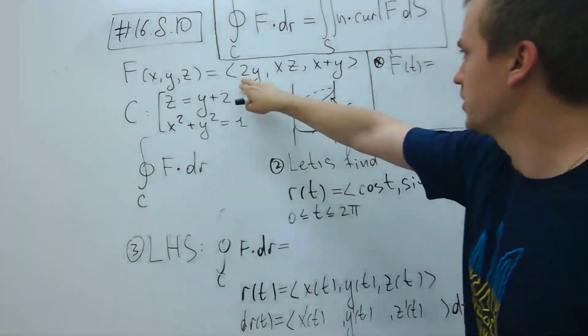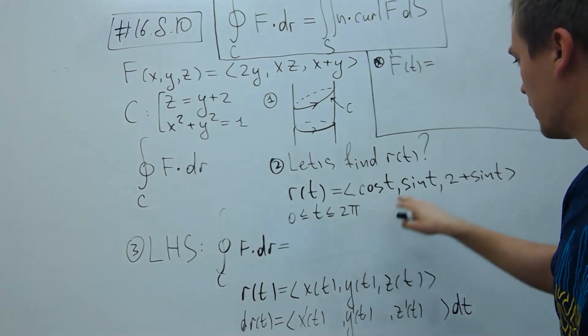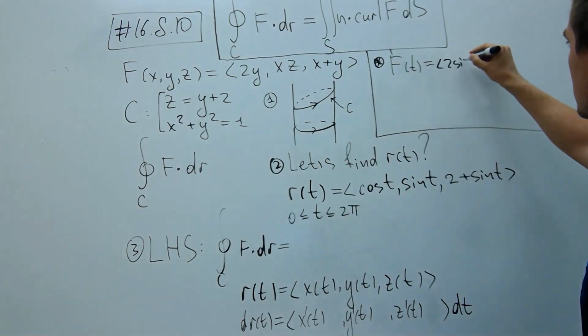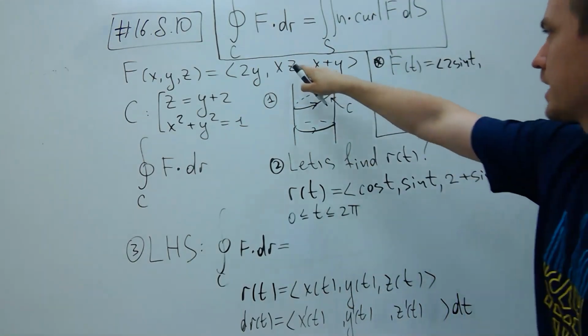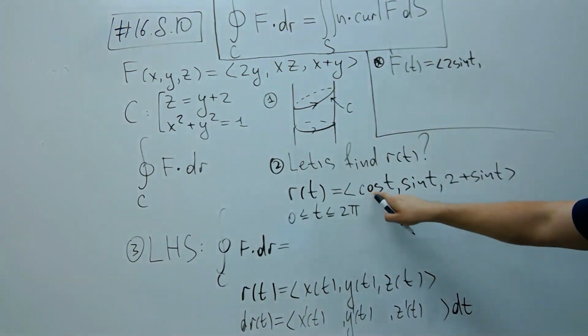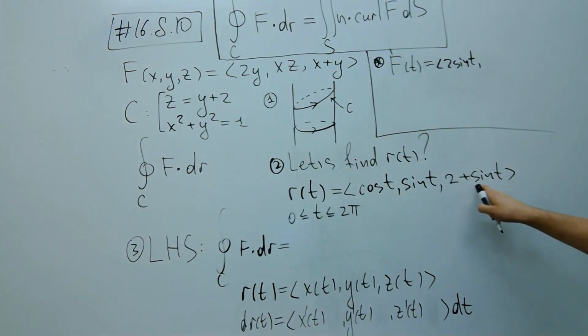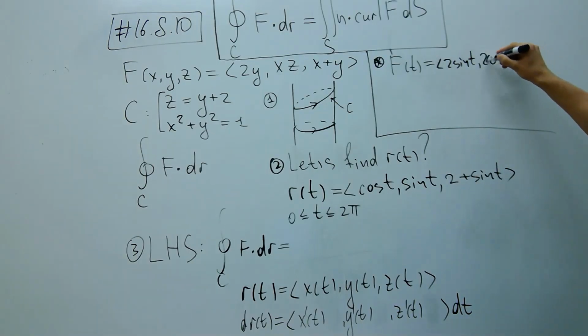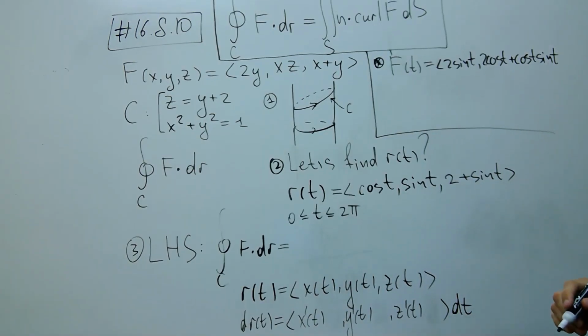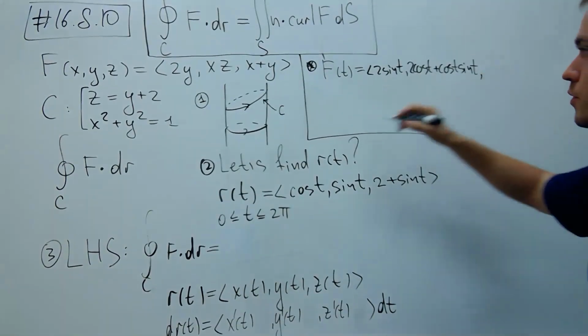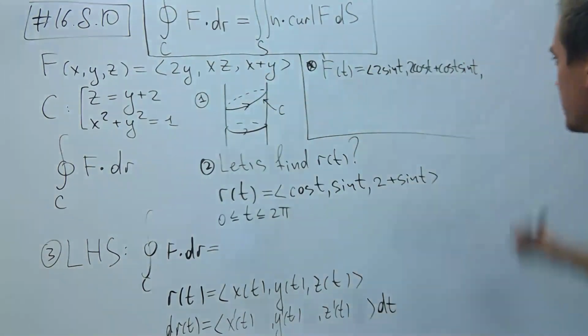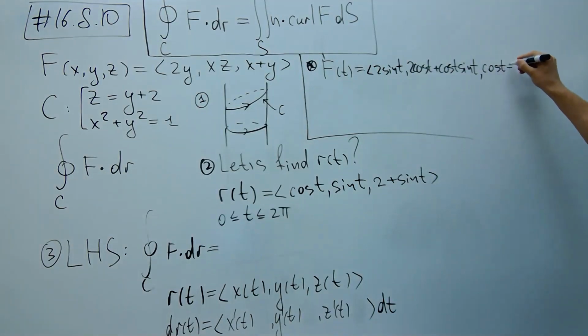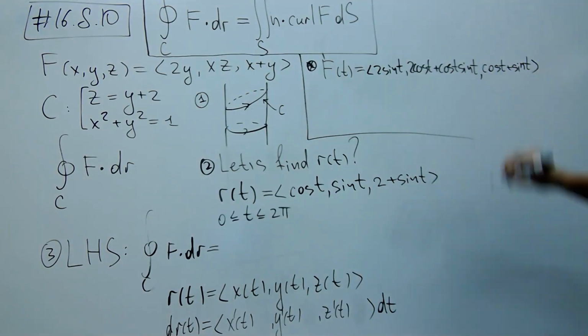And f in terms of t is going to be 2y, which in this case is 2 sine t. And then 1 x times z is going to be 2 cosine t plus cosine t sine t. Let's move it here. And the last one is x plus y, but x plus y is cosine t plus sine t. And this is my vector f in terms of t.